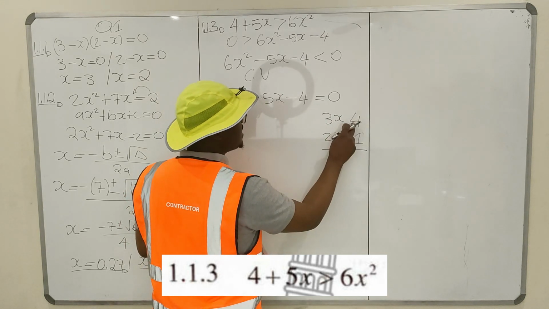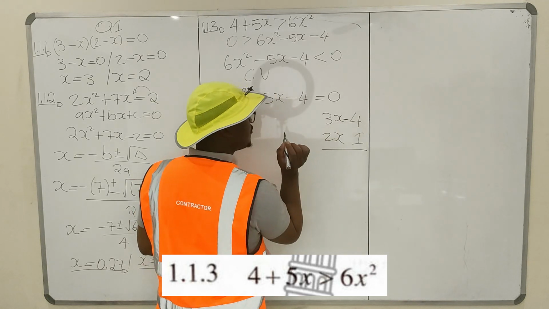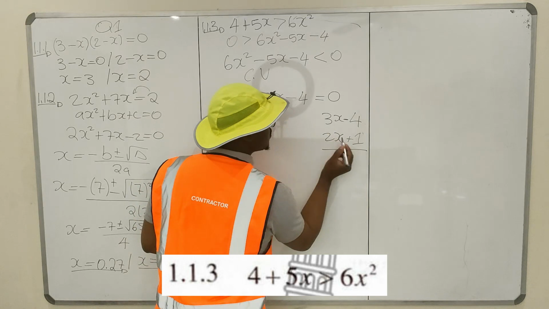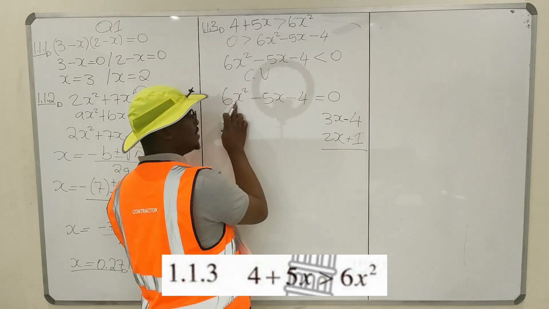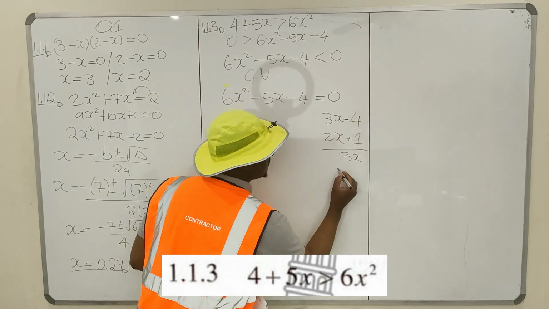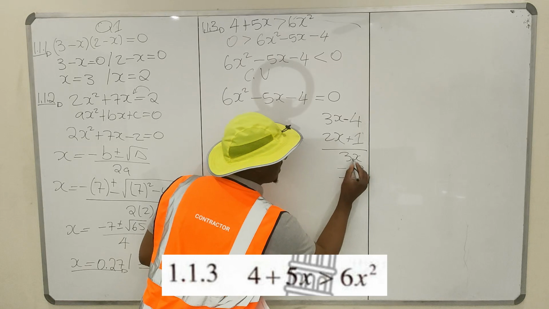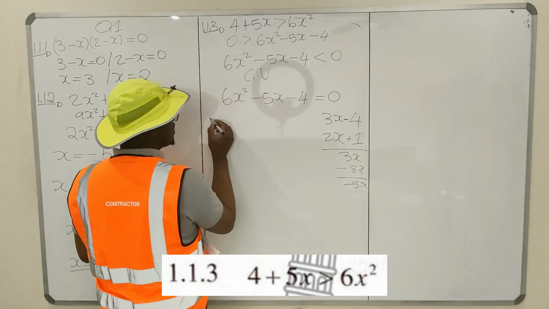So this time that is 8x, this time this is 3x. So this bigger cross multiplication will take the sign of the middle term, which is negative, and this one will be positive. So this time this is minus 4, this time this is 6x squared. This times that is 3x, this times that is minus 8x. And when you add them, it gives you minus 5x, which is the middle term. So these are our factors.